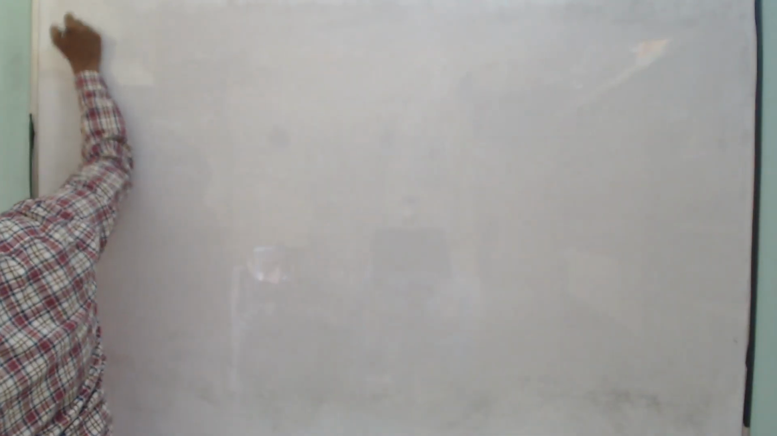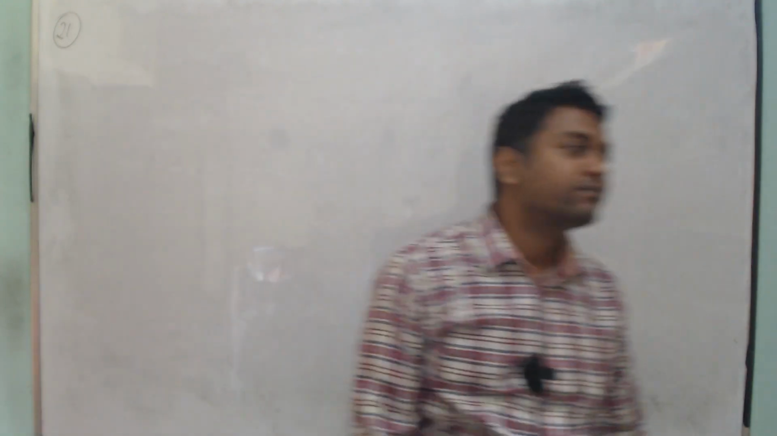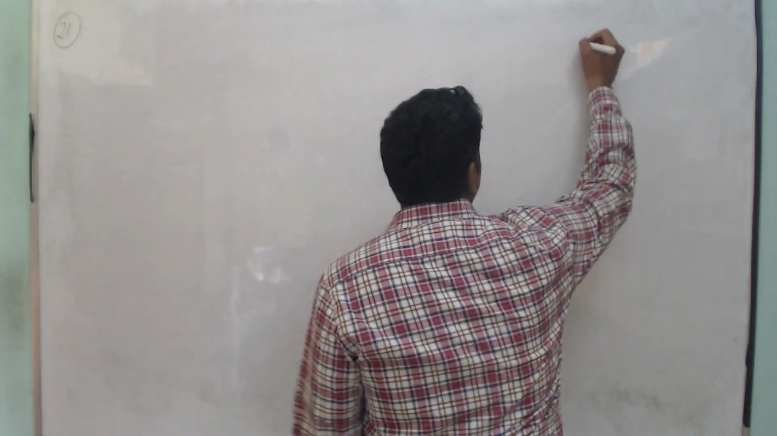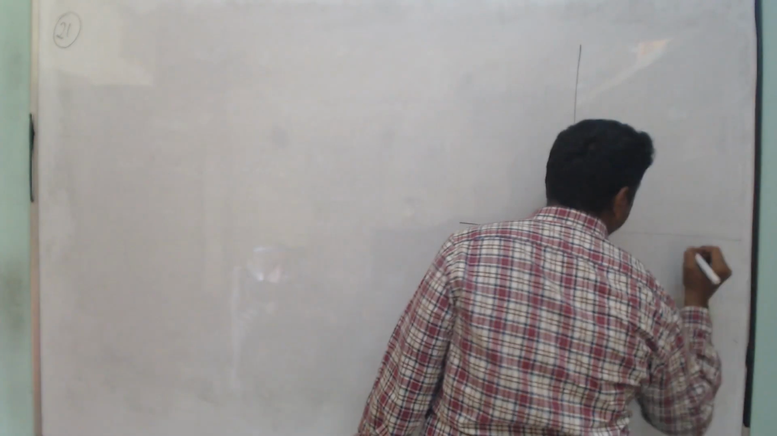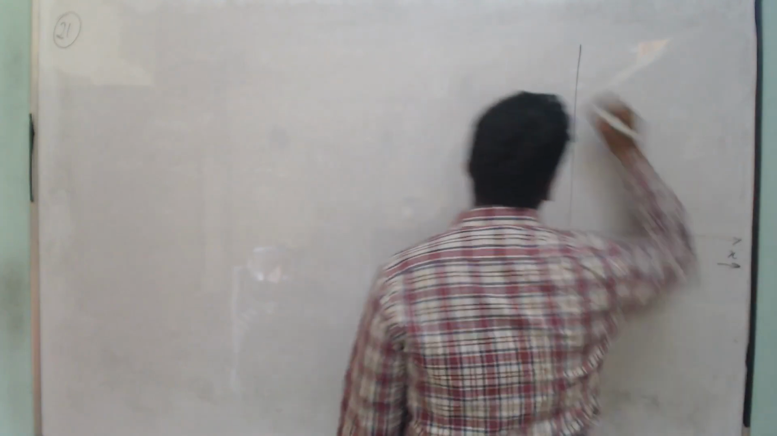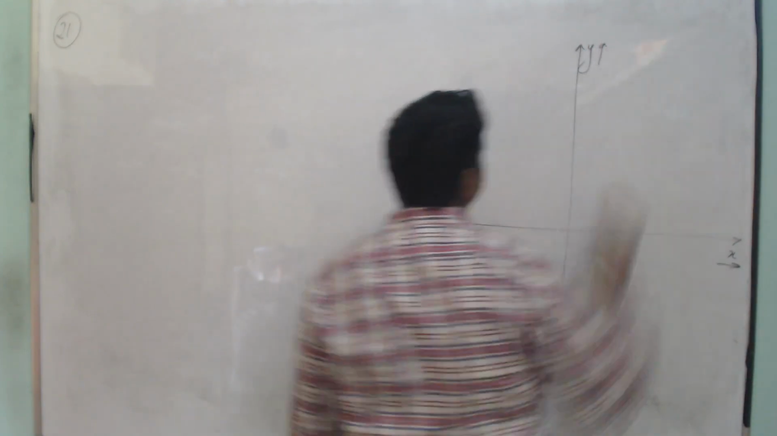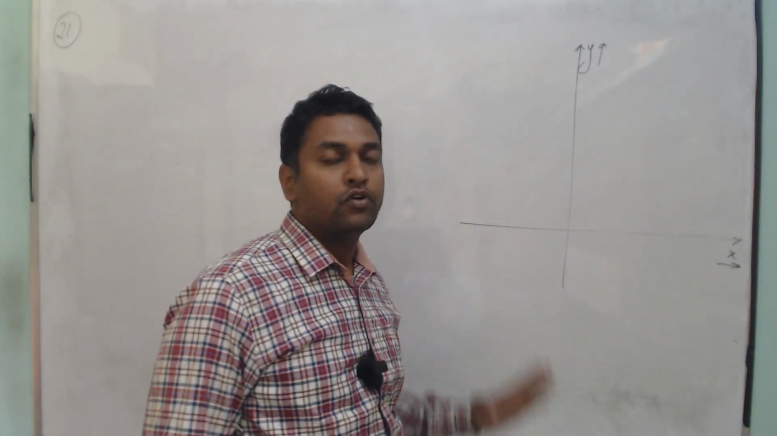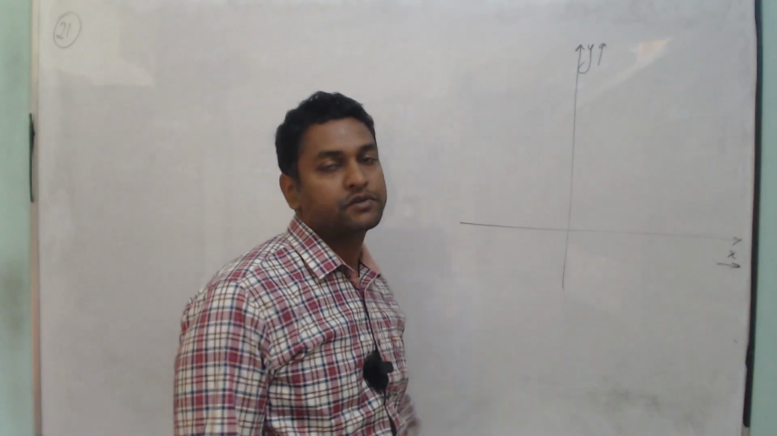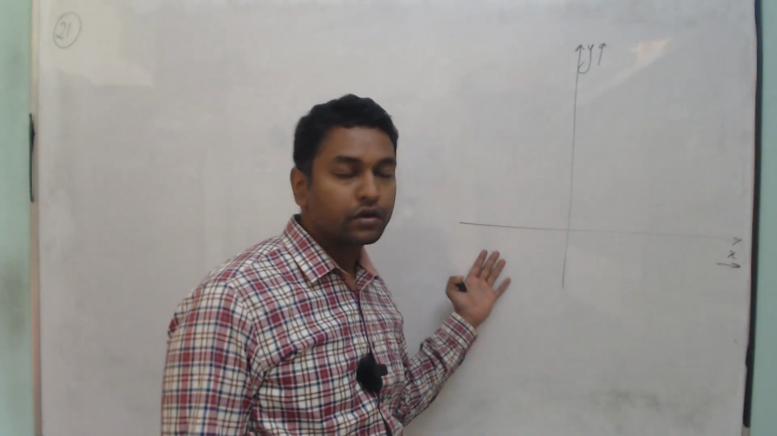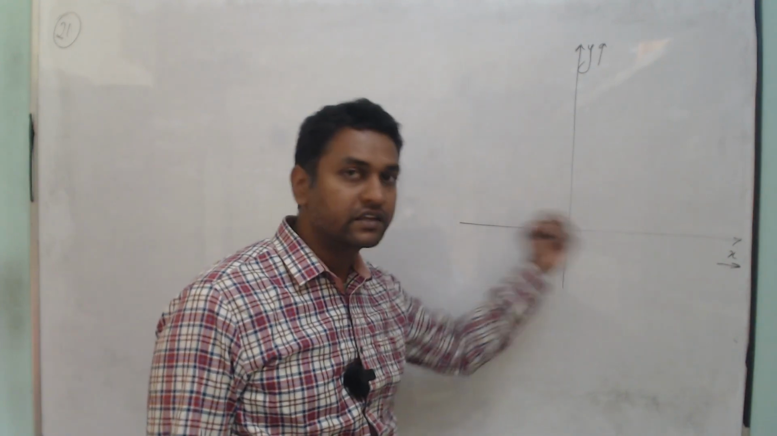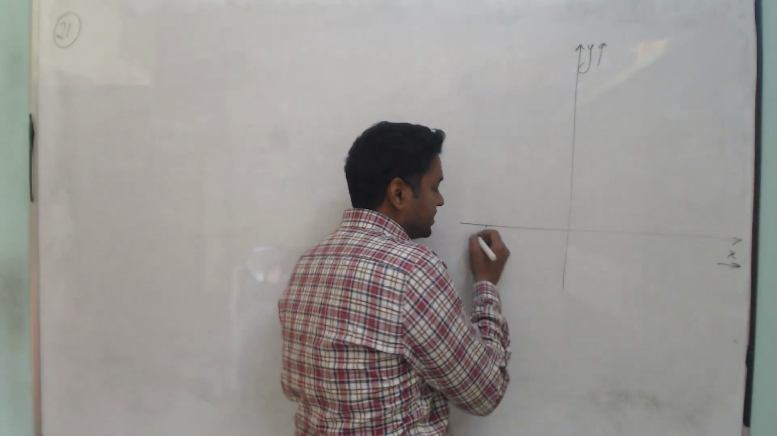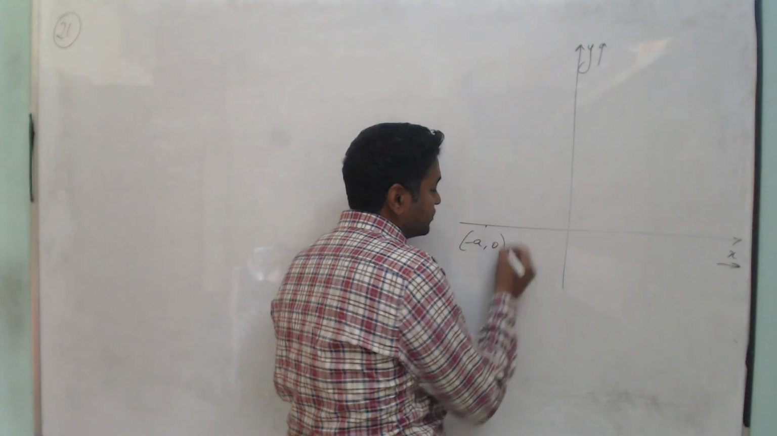So let me solve this question. Just take a look at how I am solving it. I have the x axis, y axis. I am not taking any values over here because I want to solve this question as a general purpose question, so that later on, anytime you get any questions like this with values, you can figure out how to solve it. Let us take a point over here, minus a comma 0.